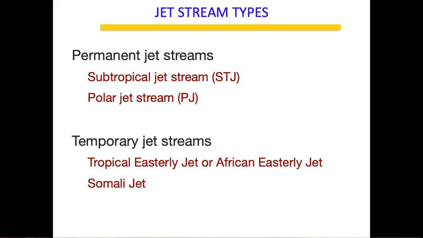Apart from these two jet streams that we discussed just now, the polar and the subtropical, those are the permanent jet streams. So they are present throughout the year. And there are other jet streams as well, which are called temporary jet streams. Those temporary jet streams can be classified into two subdivisions, namely the tropical easterly jet, also known as the African easterly jet, and the Somali jet. We will discuss all these types in detail in the next coming slides.